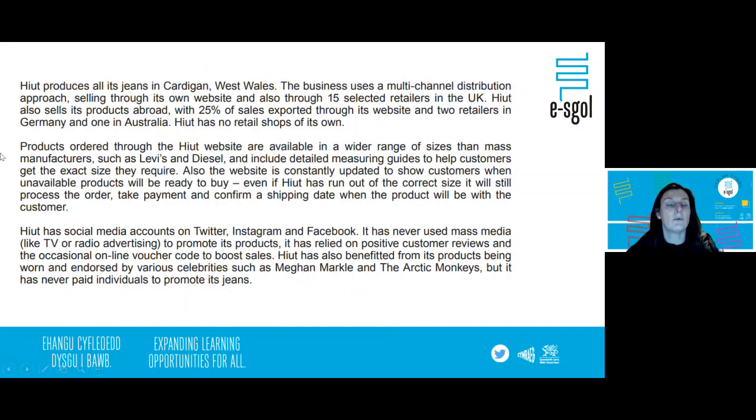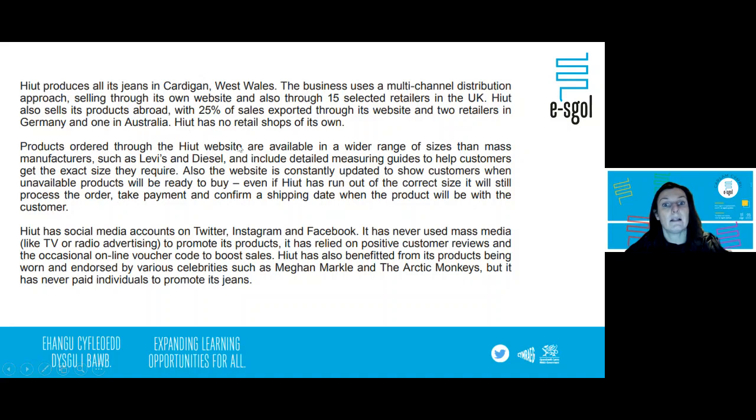Okay, so again it goes through the fact they're based in Cardigan, West Wales. It's using a multi-channel distribution approach. Again, this will be important, selling through its website and also retailers. It also sells products abroad, and 25% of the sales are exported through the website, and 2 retailers in Germany and 1 in Australia. Okay, so that might be important information a little bit later on. Hyatt has no retail shops of its own, so it doesn't have expenses such as renting out any shops.